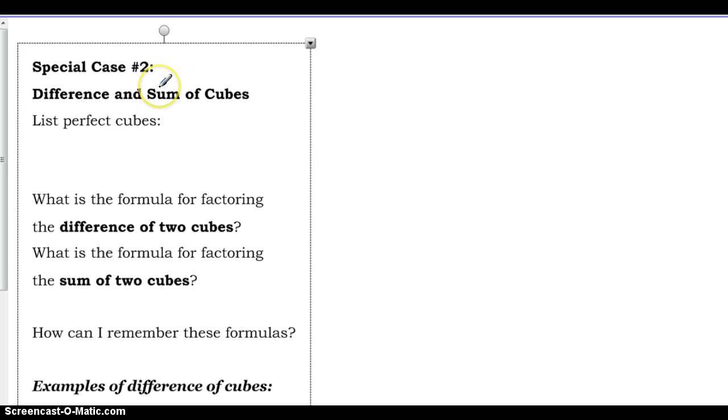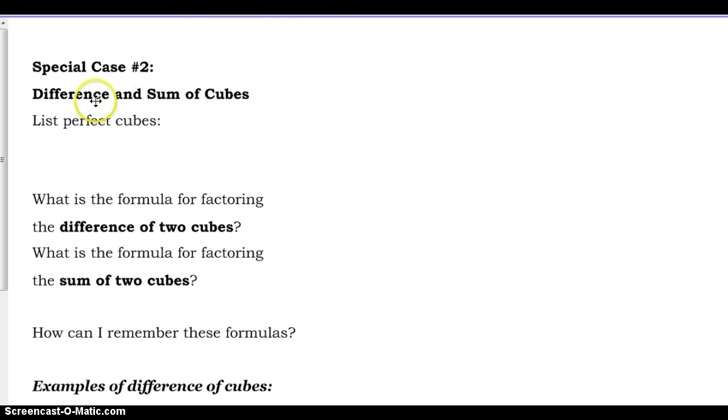And this is our special case number 2. And it is a difference and a sum of cubes. You can factor both difference and sum of cubes, but you can't with the squares, and we'll be talking about that more in class. But the first thing I want you to do is list the perfect cubes. So go ahead and pause the video and try that.